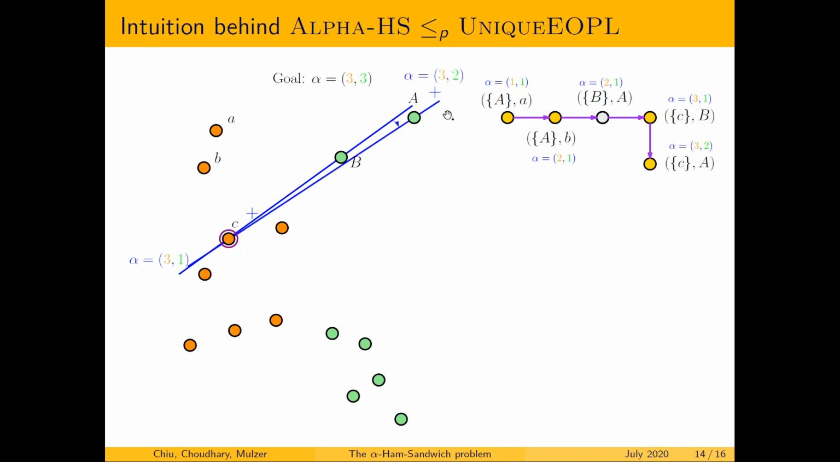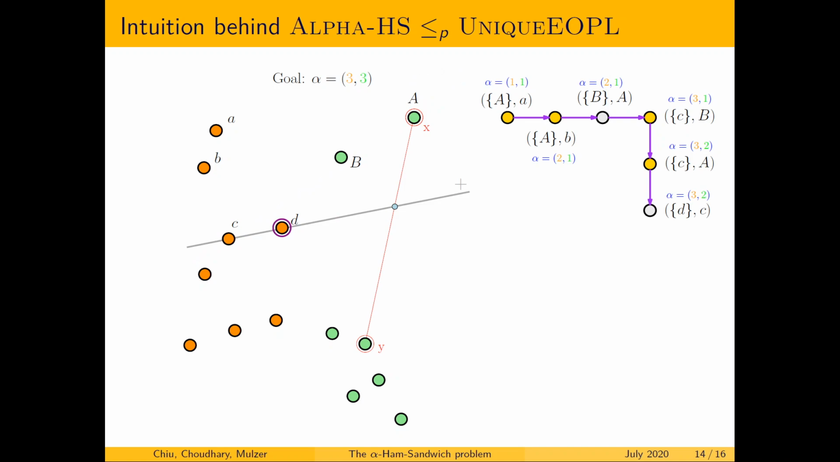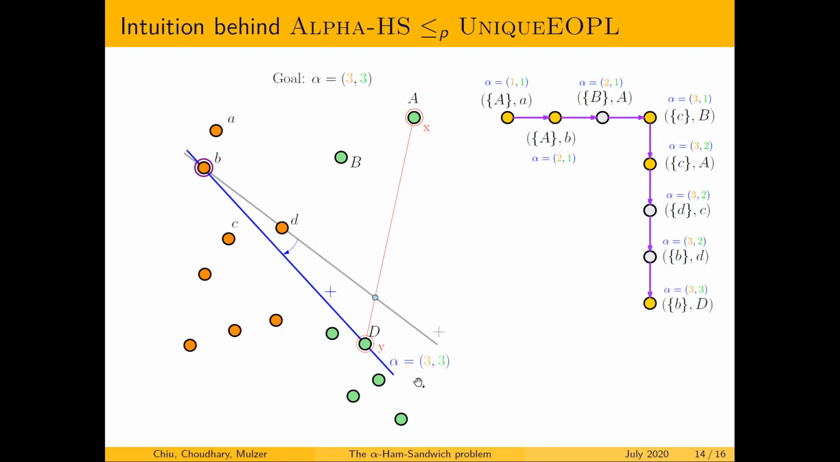Again, we are hitting a hyperplane for which the alpha vector for the green points is 2. We continue. Now we hit a non-colorful hyperplane. If we continue, then alpha for orange would increase to 4, which we don't want. So we switch the anchor and we continue the rotation. Again, we have a non-colorful hyperplane. If we continue the rotation this time, alpha for orange would reduce. So we need to switch the anchor again and continue the rotation. And finally, we reach this line for which the alpha vector is (3, 3).